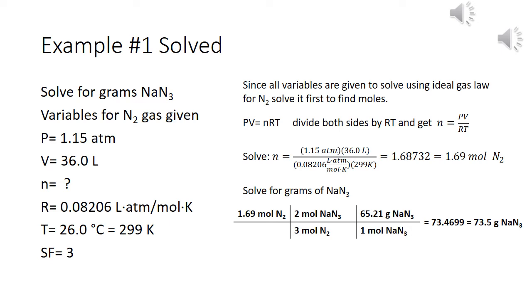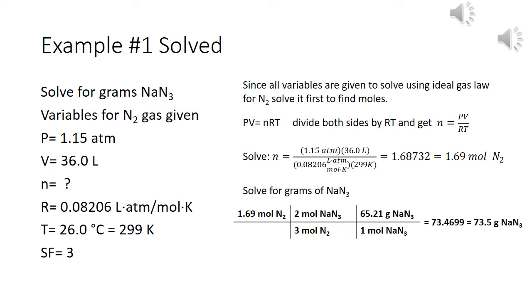So at this point, looking at our information, since all variables are given to solve using the ideal gas law for nitrogen, we can solve that first and find our moles. Since we're given 4 out of those 5 variables, we can go ahead and solve for n and find out our moles of nitrogen. That's going to get us one step further. So we're going to use our ideal gas law, PV equals nRT. We want to divide both sides by R and T and get n by itself. So our equation is n equals PV over RT.